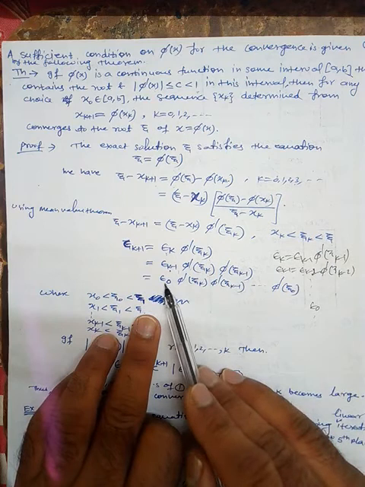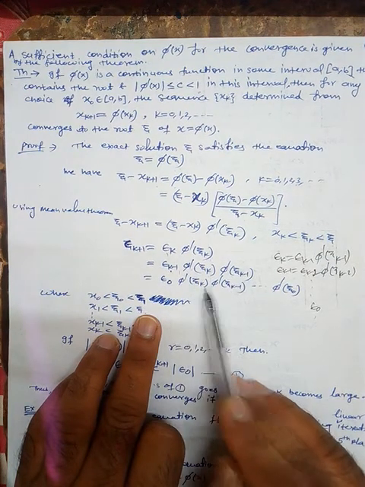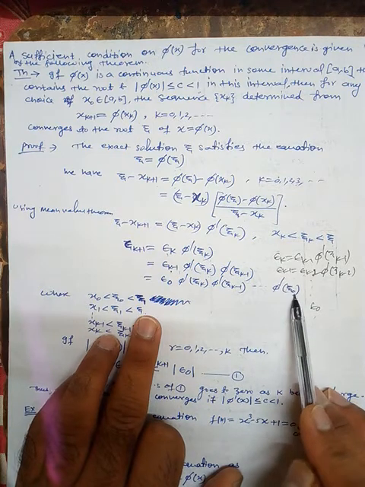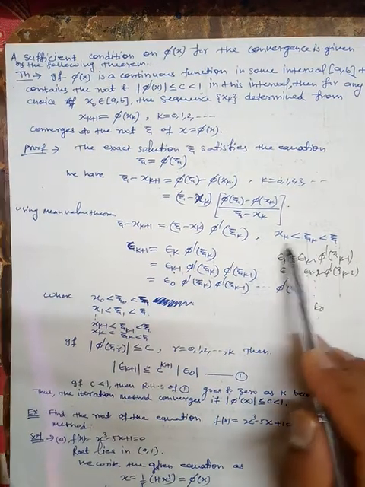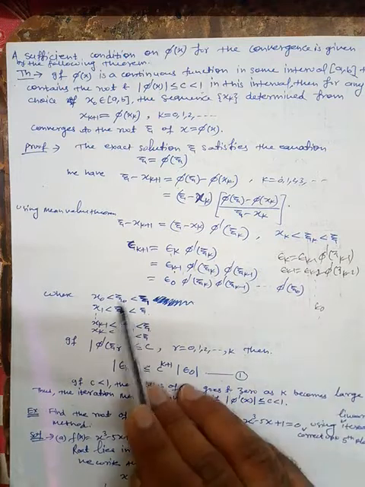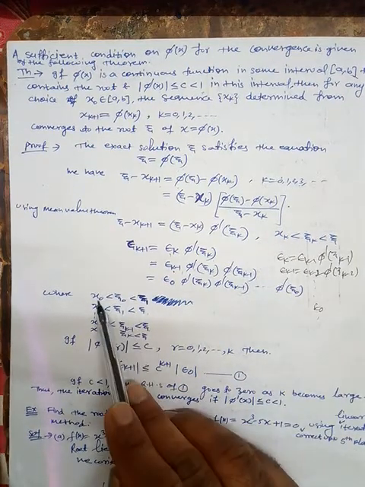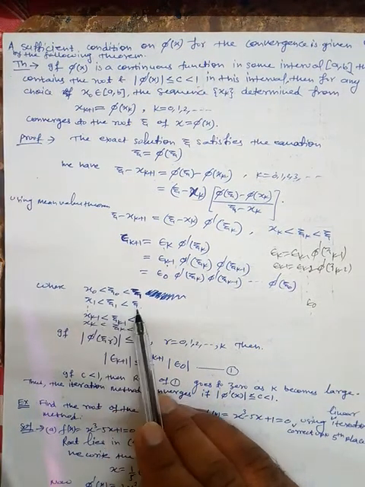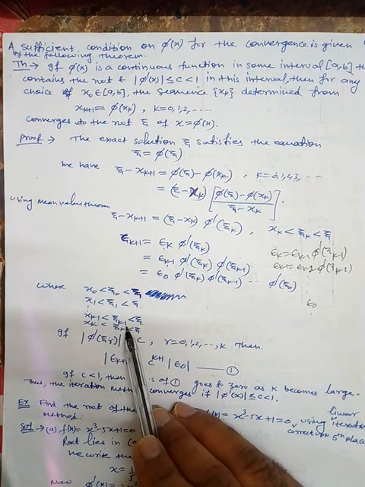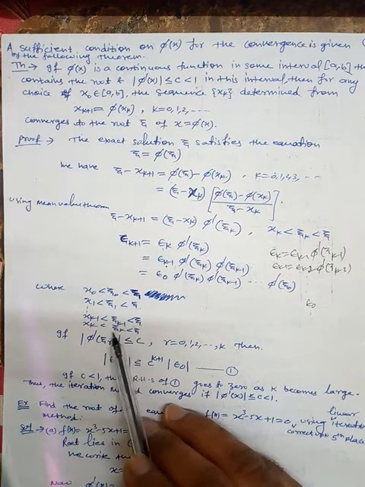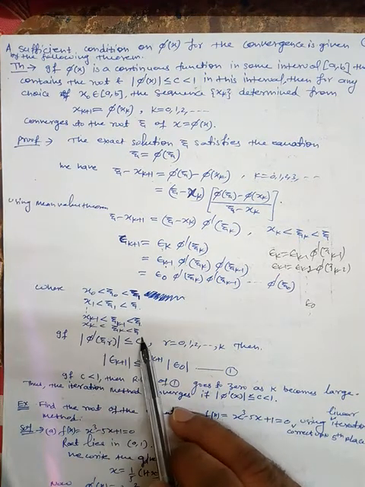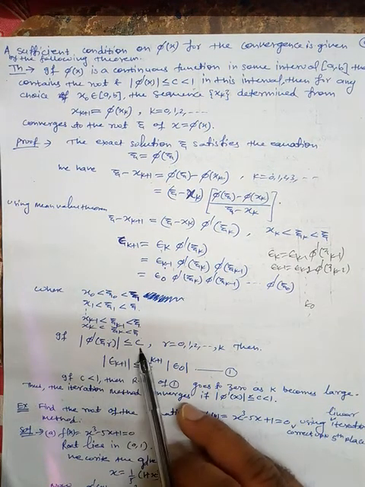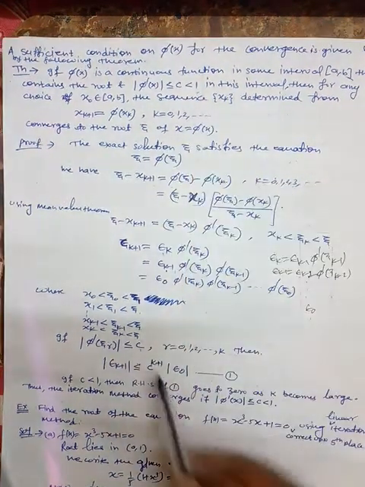So ultimately you will have epsilon naught phi dash xi k minus 1 and so on, and last phi dash xi naught. Here epsilon naught will be in between x naught and xi, xi1 is in between x1 and xi, xi k minus 1 is in between xk minus 1 and xi, and xi k is in between xk and xi.